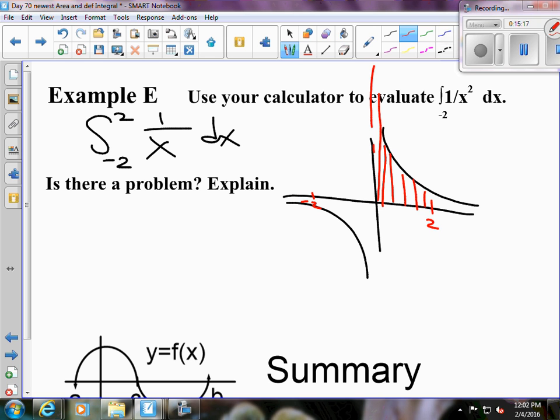You got a vertical asymptote. So when you're trying to find the value of a definite integral and you got a vertical asymptote in there, sometimes it just doesn't exist. It's going off to infinity, right? So just if you see that, realize it just doesn't exist.